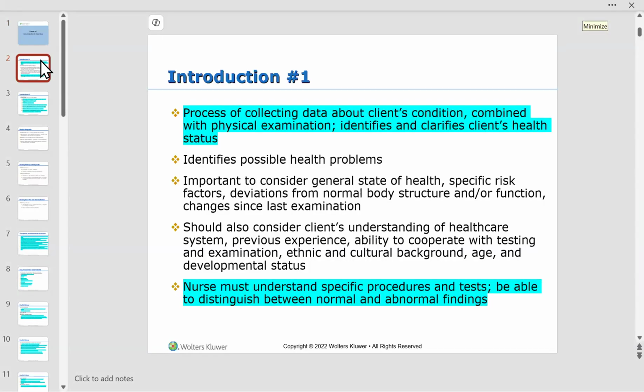All right. So, what is data collection? It's collecting information about the client's condition, doing a physical, and then identifying and clarifying their health status, right? Do they have any health problems? What's their general state of health? Do they have any specific risk factors or anything that looks out of the ordinary? You always have to consider their understanding of the healthcare system and their ability to cooperate, their cultural background, their age, their developmental status. All those things play a role in whether the patient will be amenable or accepting of whatever testing has to be done for them.